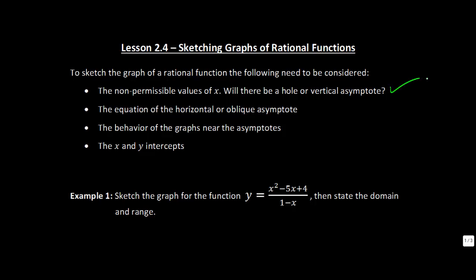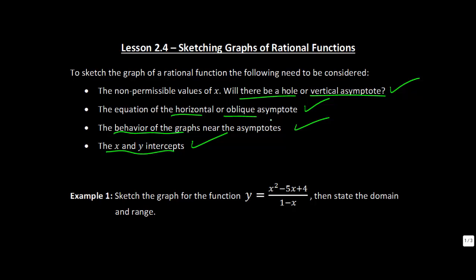The first step is to determine, are there any non-permissive values of x? Once we've determined our non-permissive values of x, then we'll be able to figure out if there's a common factor situation where there might be a hole, or we'll just have, which is more common, our vertical asymptotes. Next, we will look at the degree of the numerator and denominator to determine if there are any horizontal or oblique asymptotes. And then finally, once we have figured out our asymptote situation, we'll look at the behavior of the graphs near these asymptotes, and then we'll consider our x and y intercepts.